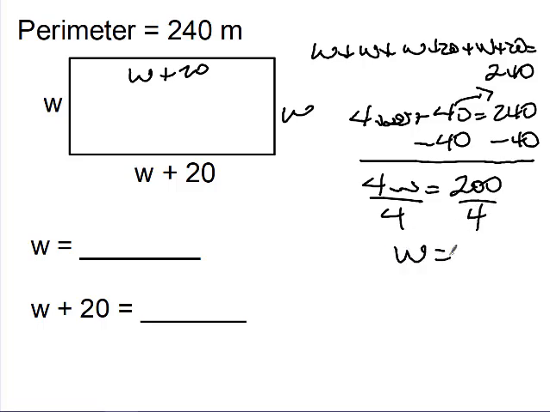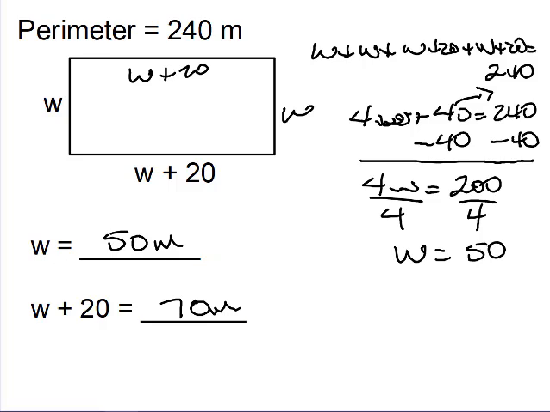And W is equal to, well, 4 goes into 20 five times, and then with nothing left over, we end up with a 0 there. So we get 50. So that means W is actually equal to 50. And in this case, since our perimeter was in meters, this is 50 meters. So that tells me then if my W is 50, my W plus 20, or my length, is going to be 70 meters.